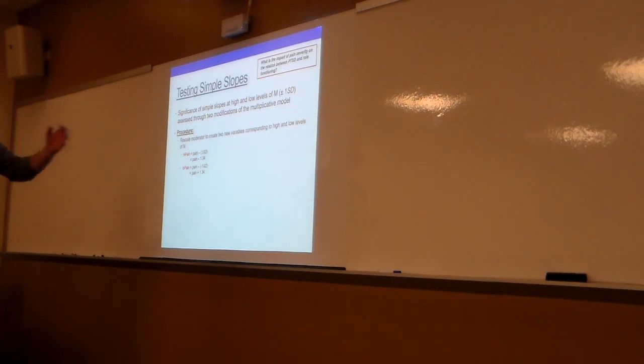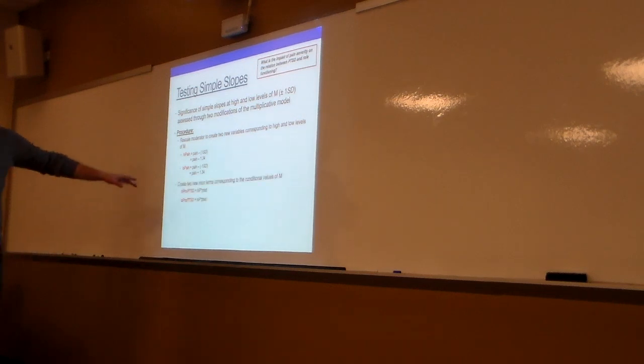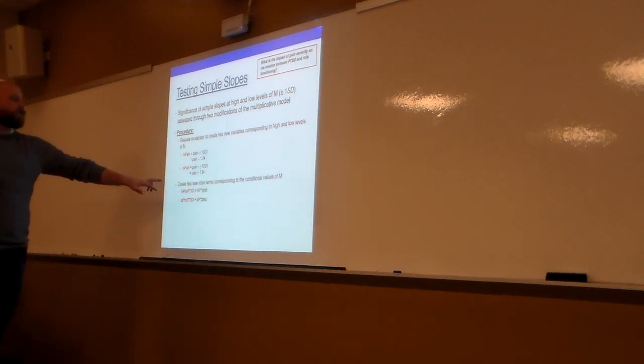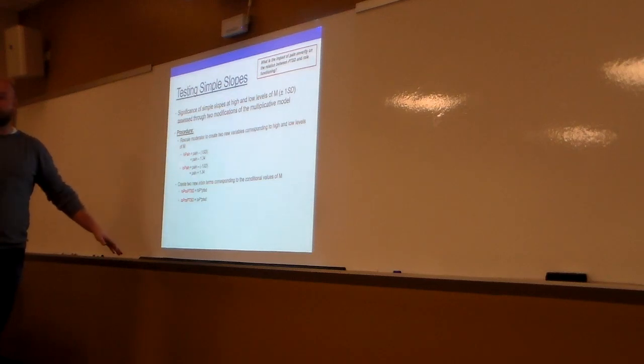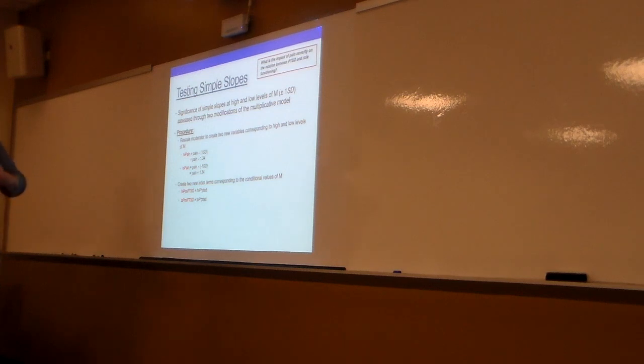A standard deviation below is going to correspond to low pain. And then what I'm going to do is create two new interaction terms that correspond to conditional values of M at high and low levels of pain. Okay. So what this ends up doing is I end up creating a lot of extra variables in my model.